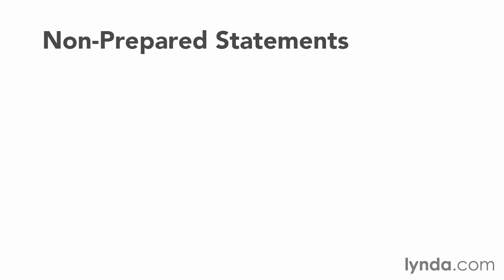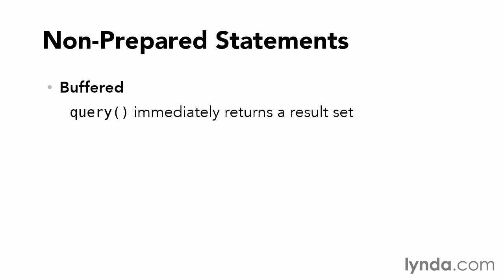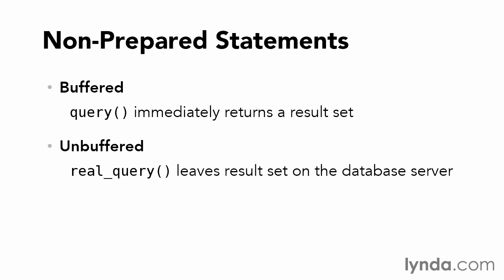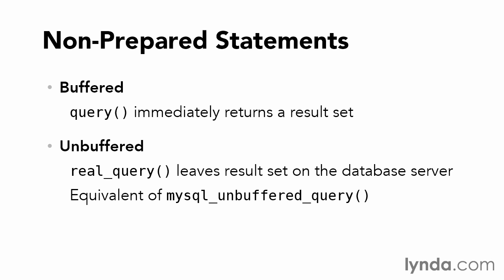So how do you know which type of query is being executed? With non-prepared statements, by default, the query method immediately returns a result set. In other words, it's buffered. Although you can alter this default behavior, the more normal way to execute an unbuffered query is to use the realQuery method. This leaves the result set on the database server. If you previously used the original PHP MySQL extension, realQuery is the equivalent of the old MySQL unbuffered query function.